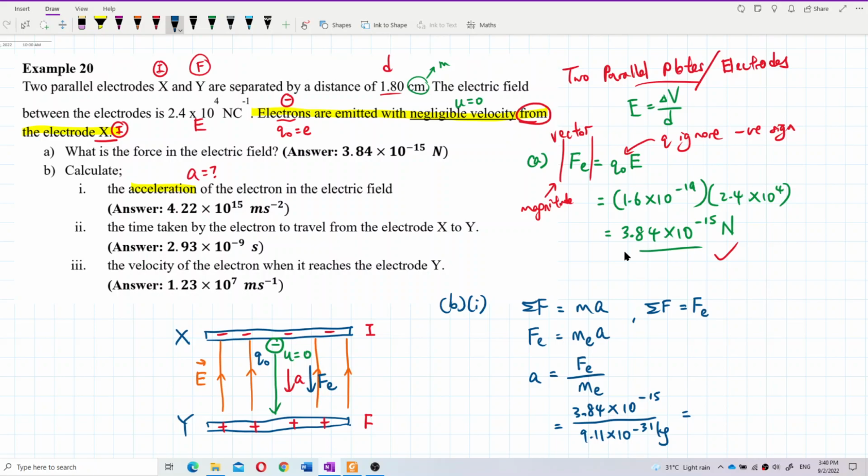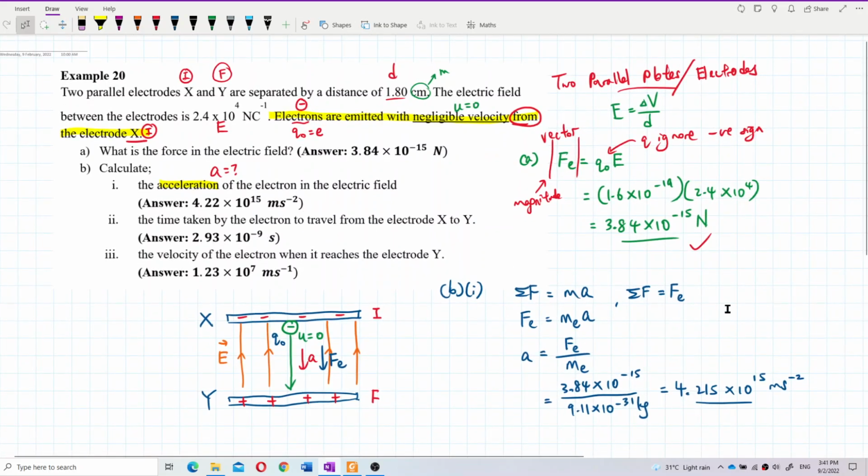All right, so I got the answer. It is 4.215 exponent 15 meter per second square. Okay, so I got my acceleration already. Is that correct? Yes, 4.22 exponent 15 meter per second square.